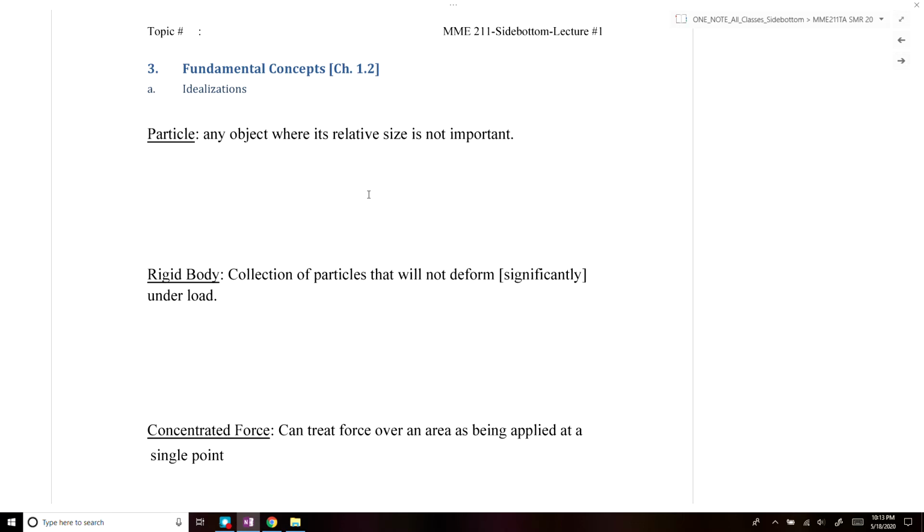Okay, so we're going to make the following assumptions very often. We're going to assume in a lot of cases that we can treat an object as a particle. A particle is any object where its relative size is not important. So the particle's or the object's geometry will not play a role in how a force interacts with it.